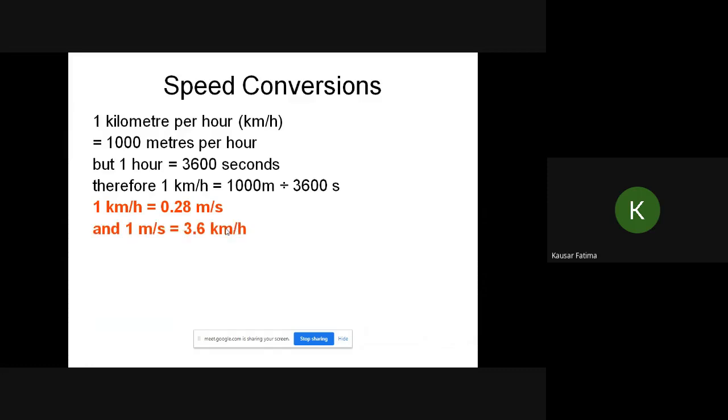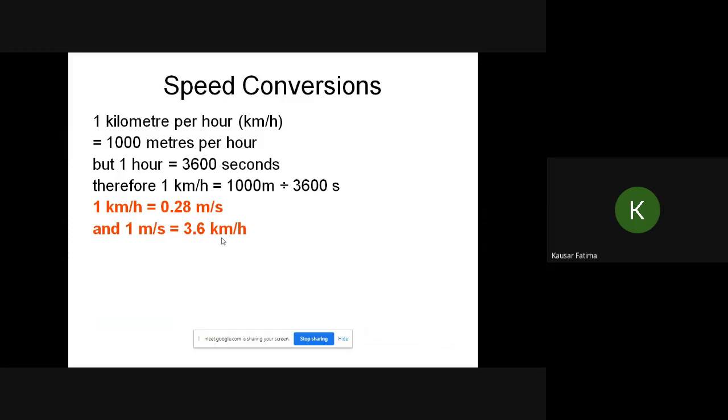In the same way, if you have to convert meters per second into kilometers per hour, you can see it here. How did we get this? Of course, you make this part the subject. So when 0.28 goes to the other side, it divides. So 1 upon 0.28 is equal to 3.6 kilometers per hour. So this is again our standard.